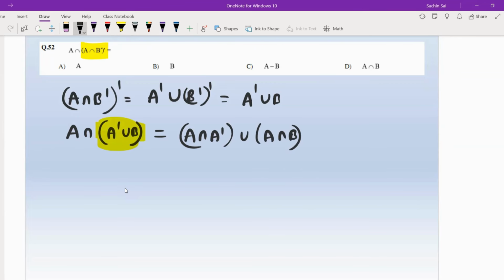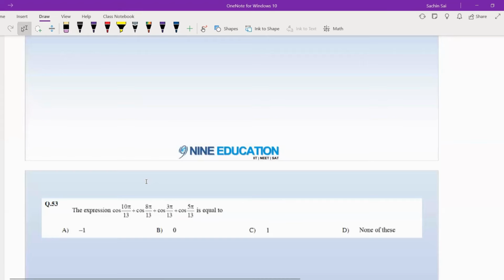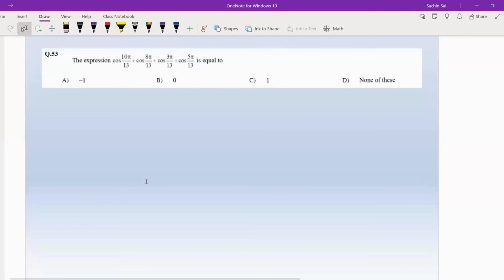Now, what is A intersection A complement? It is the empty set union A intersection B. And what happens when you take union of empty set with any set? You get that set again, right? So the correct answer is A intersection B.